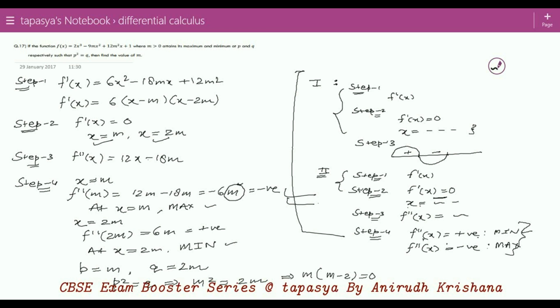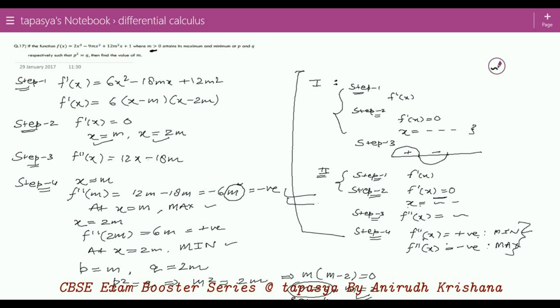So I got the value of m as 0 and the second value will be 2. But the question says that m is already greater than 0, so this value is not possible, so this value is rejected, and the only possible value for m is 2. So this is our answer.